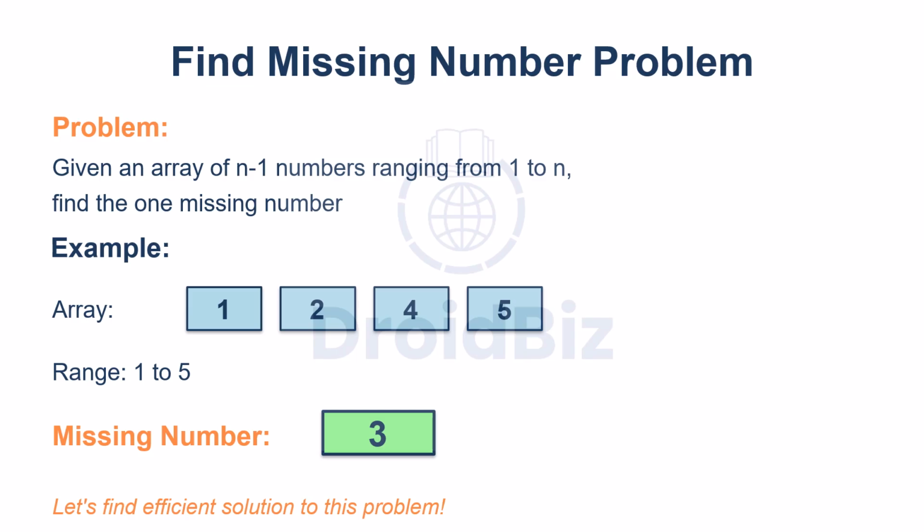Let's look at an example to understand this better. We have an array with 4 elements, 1, 2, 4, and 5. The range is from 1 to 5, which means we should have 5 numbers total. But our array only has 4 numbers. Notice that the number 3 is missing from the array. So the answer is 3.